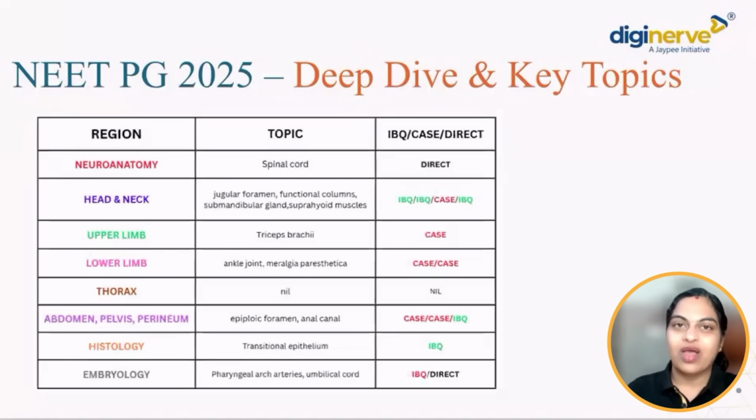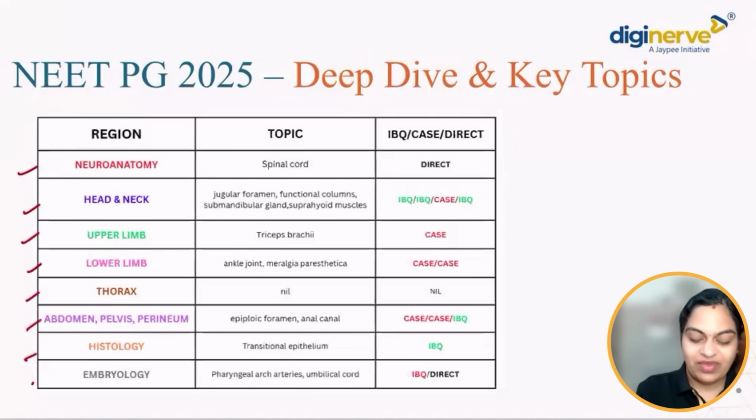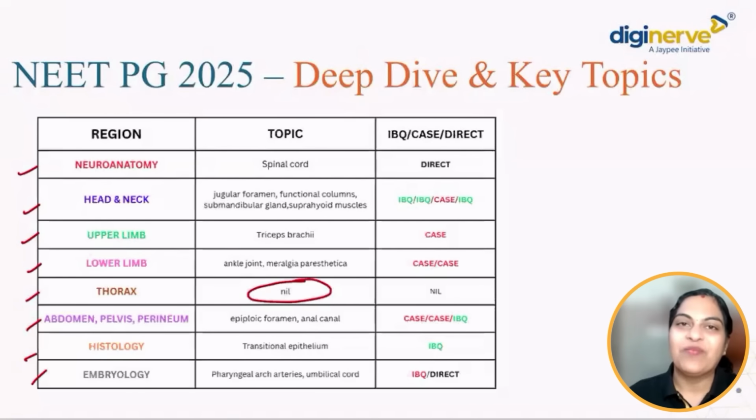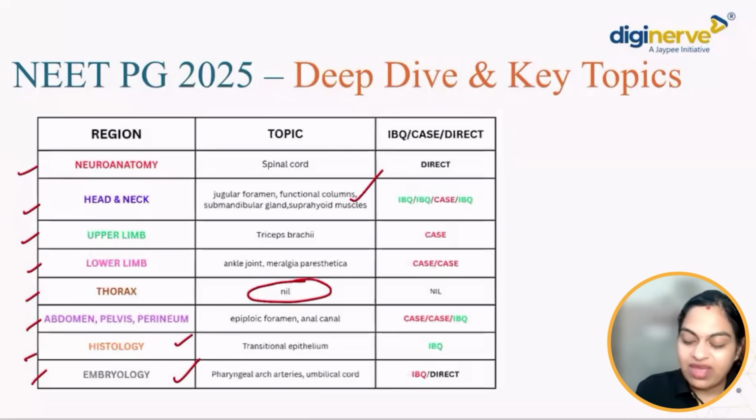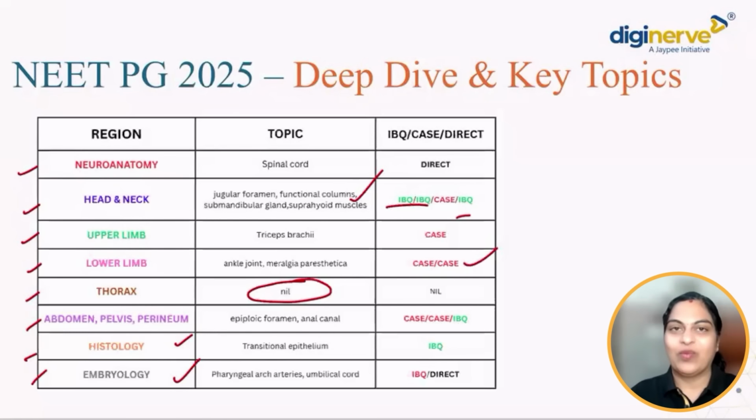So how was the exams? How are the anatomy questions? The anatomy questions covered high yield topics from almost all the regions in anatomy. There were no questions in thorax, more number of questions from head and neck anatomy, and yes, definitely one question from histology and embryology. As usual, more questions were image-based questions and case scenarios.